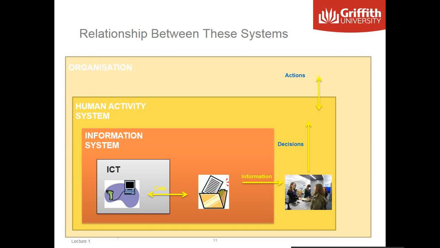But this is the overall scheme of things. So you can see in the organization, there's actions happening. Who is making the actions happen? The human activity system. Why are they doing those actions? Because they made some decisions. How did they make the decisions? There was information they got in, and the data supported that information. If the information system is successful, then our decisions will be better, and our actions will be better. If the information system is not very successful, then we will make poor decisions, and the business will suffer as a whole. Right? So, all right.